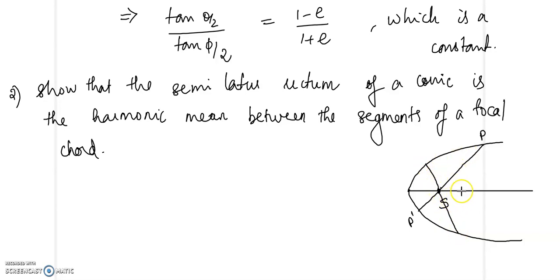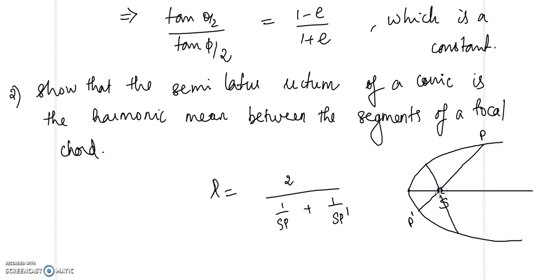Now what we need to show is that the semilatus rectum of the conic, that means L, is equal to the harmonic mean between the segments of the focal chord. So the segments of the focal chord will be SP and SP dash. So we need to show that the semilatus rectum L will be equal to the harmonic mean of SP and SP dash, which is 2 by (1 by SP plus 1 by SP dash). So this is what we need to show.